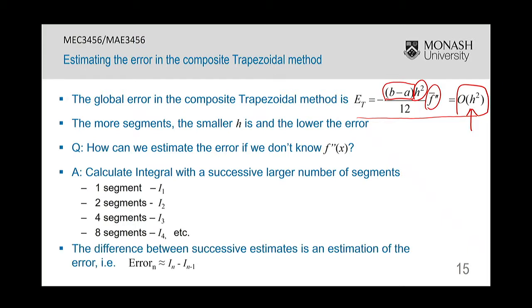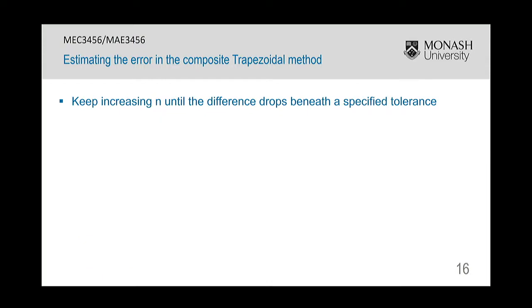Then the difference between successive estimates is an estimation of the error. It's not exactly the error, but it gives us an idea of the magnitude of the error. So the error at level n is approximately equal to I_n minus I_(n-1). And we keep on increasing n until the difference between successive estimates drops beneath a specified tolerance. That would be one way of estimating the error.